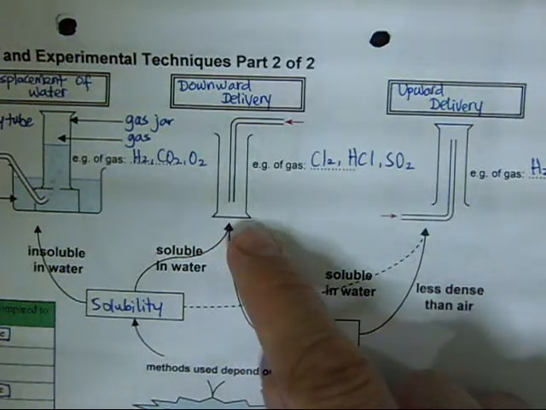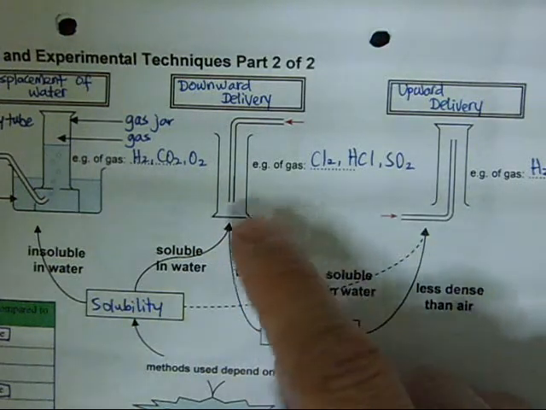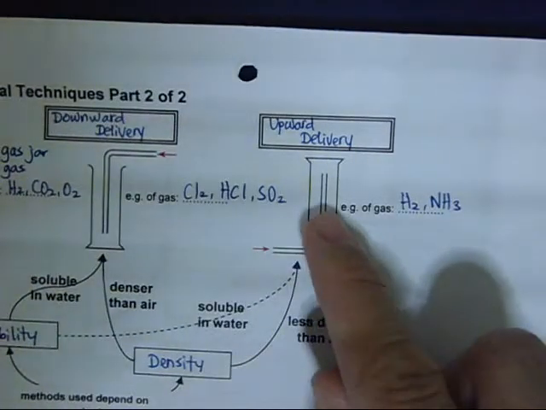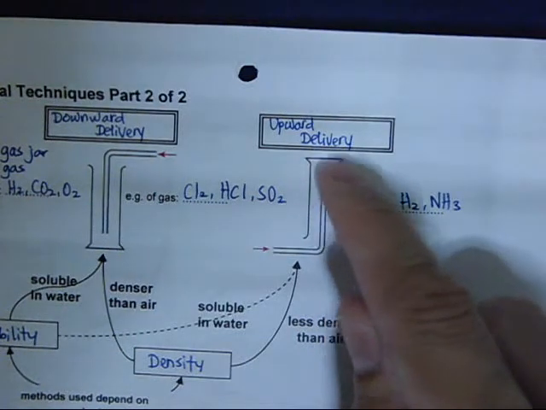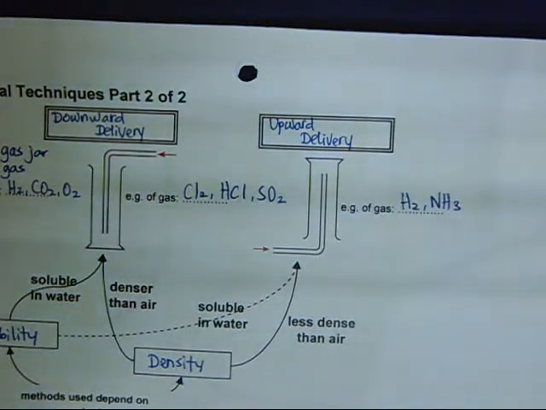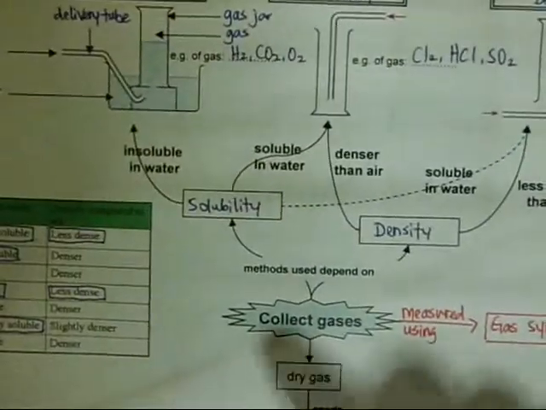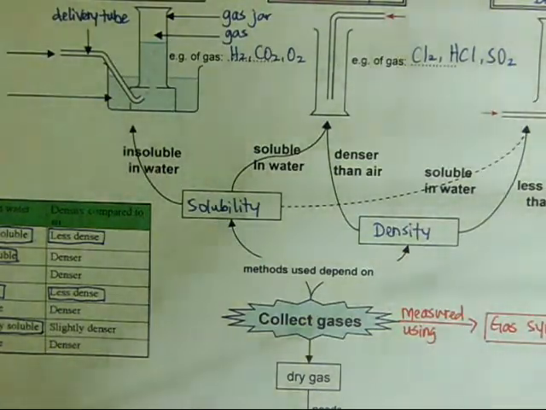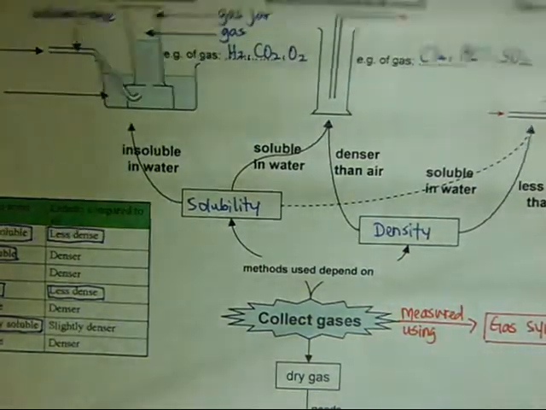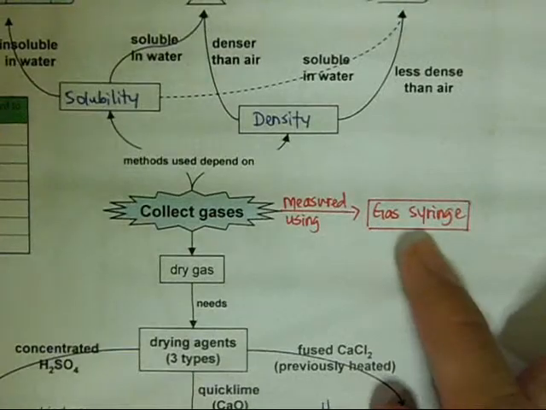If the density of the gas is less than that of air, then it should be collected using this method, because if the gas is light, it would tend to float at the top part of the jar here. So which method to collect gas depends on the solubility as well as the density. And for gases, usually we collect it using gas syringe.